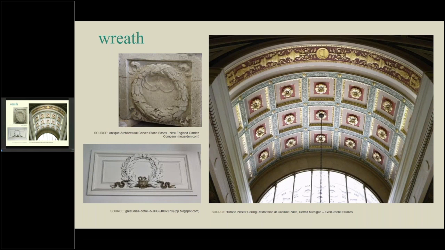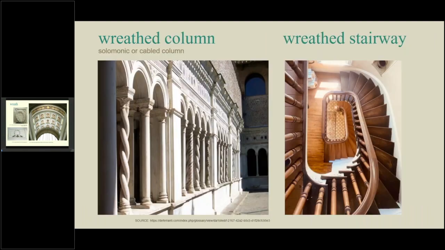Found on building exteriors and interiors as decorative elements and panels, wreaths may also be found in decorative plaster ceilings, such as this arched coffered example from Cadillac Place in Detroit, Michigan. In architecture, wreath may be associated also with spiraled columns, which are also known as Solomonic or cabled columns, as well as being associated with stairways with curved wells. In fact, the term wreath is the actual name for the short, curved section of a stair handrail at its turning point.